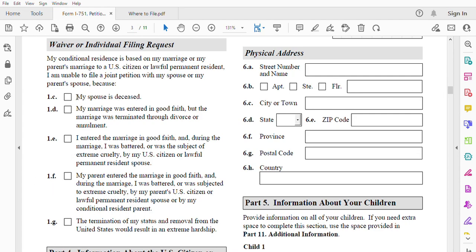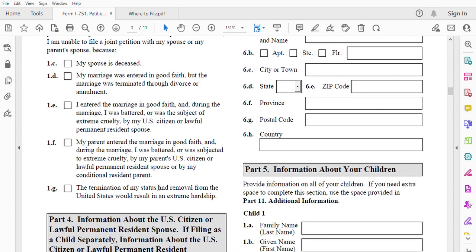So if my spouse is deceased, or my marriage was entered in good faith but the marriage was terminated through divorce or annulment, or I entered the marriage in good faith. Anyway, you're going to read this and see if they apply to you. If they do, you check the one that applies.